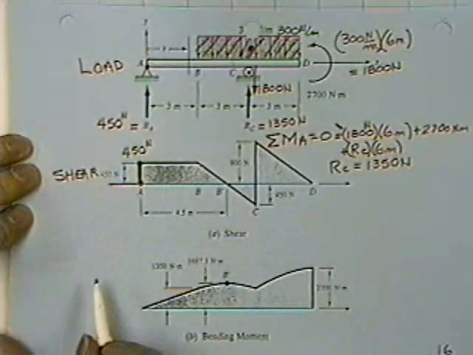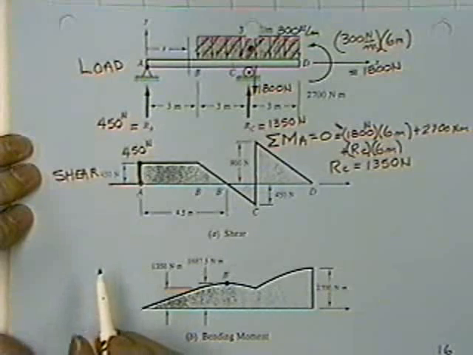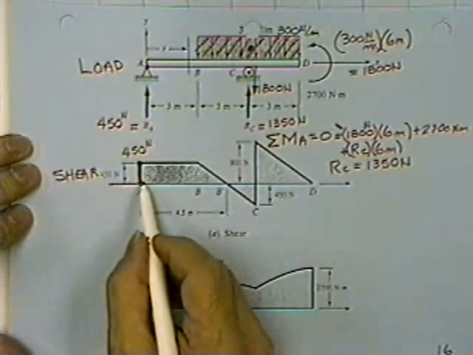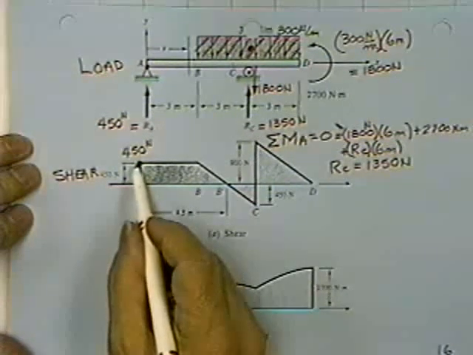That's what we were saying a minute ago. The concentrated force is actually an area. It doesn't look much like one. It's just a very skinny, narrow area, but it's got an area of 450 newtons. And so as you go across that concentrated force, you simply jam the curve 450 newtons in the air.